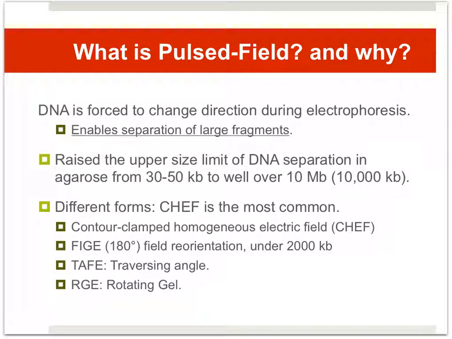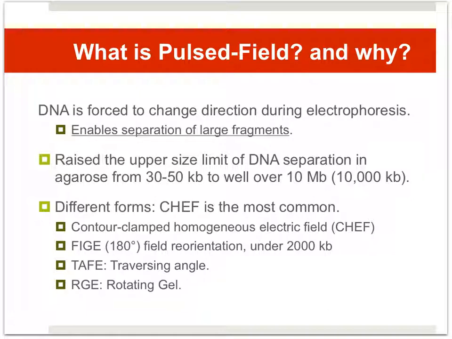Again, the principle is, okay, the DNA is forced to change direction during electrophoresis. That's why it is contour clamped. With this large fragment, you cannot go horizontally from negative to positive, you can't separate. It's too large, too big fragments. Therefore, it needs to have this contour clamped, different direction type of pulsating. That's why it's called pulsed field, pulsating electric current.